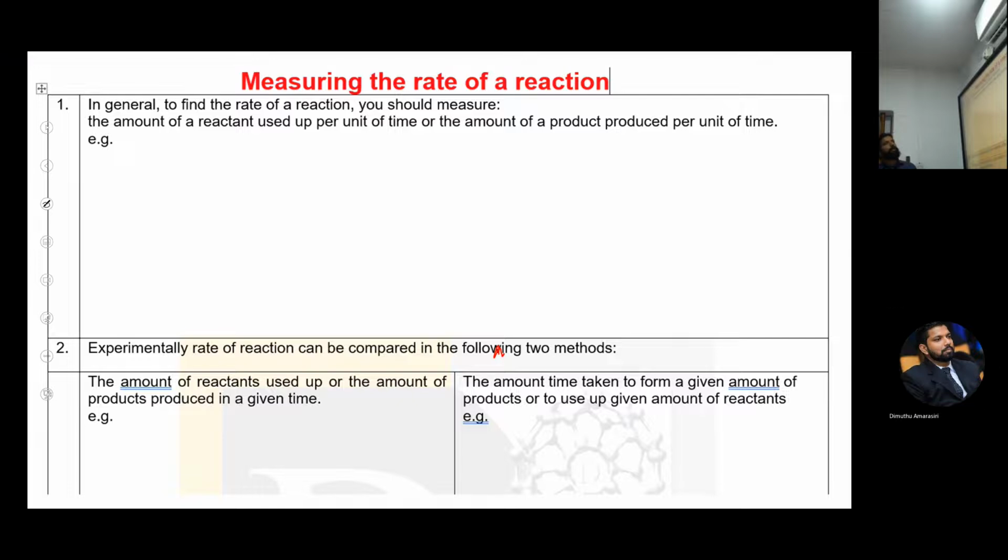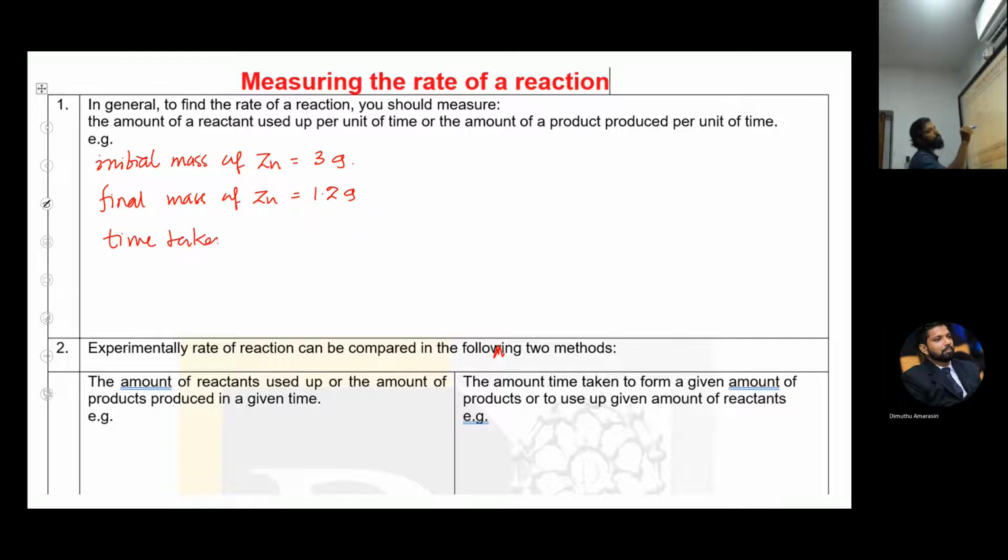So in general, to find out the rate of reaction, we have to measure the change and the time. For example, let's say the zinc and sulfuric acid reaction. Suppose the initial mass of zinc that you started off with is 3 grams, and the final mass of zinc once the reaction is over is 1.2 grams. And suppose you did the reaction for 4 minutes, right?